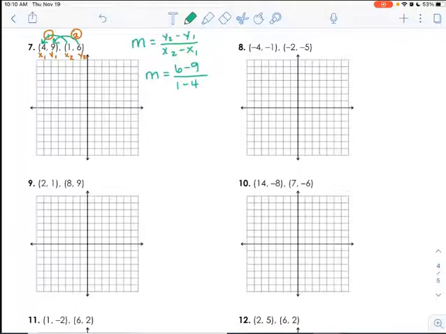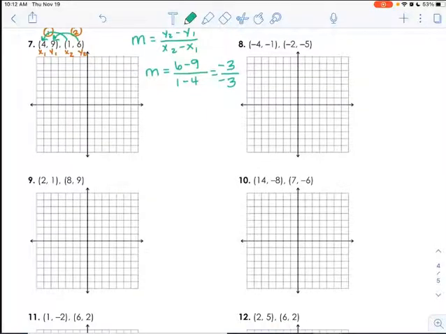Once I have those numbers plugged in, I'm just going to do the math. 6 minus 9 is -3. 1 minus 4 is also -3. So step 2 is now complete. I've used the slope formula. Step 3 is to ask yourself, can this fraction be simplified? It equals 1. So yes, +1. The negatives cancel. 3 divided by 3 gives us a +1.